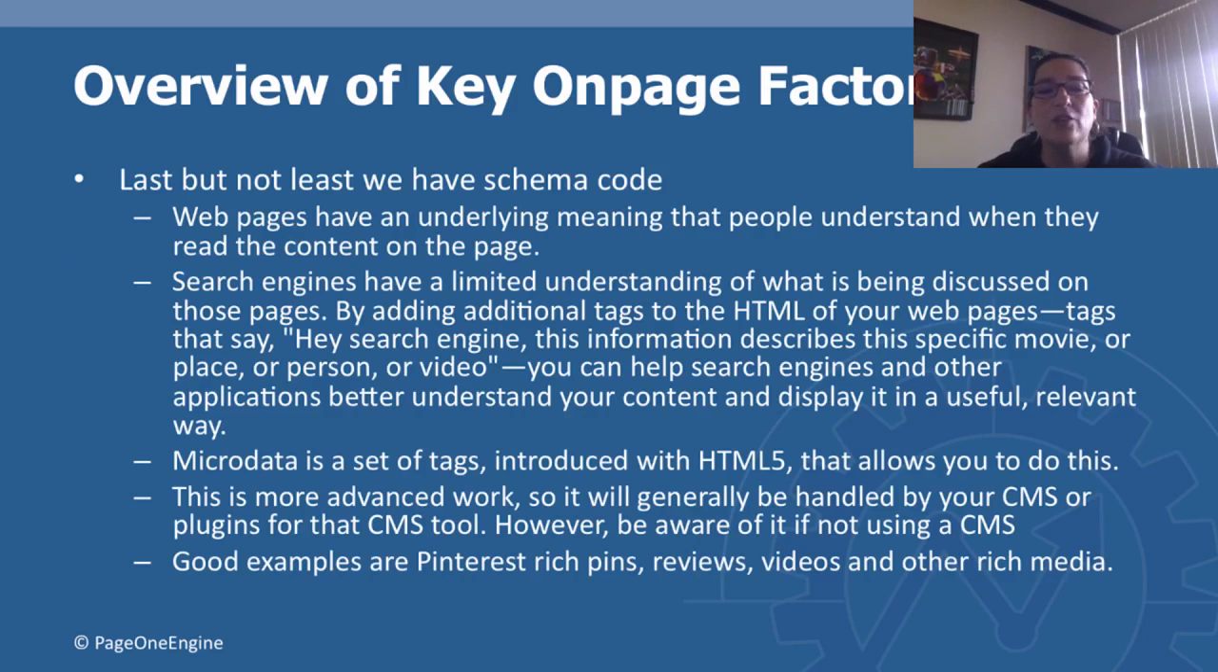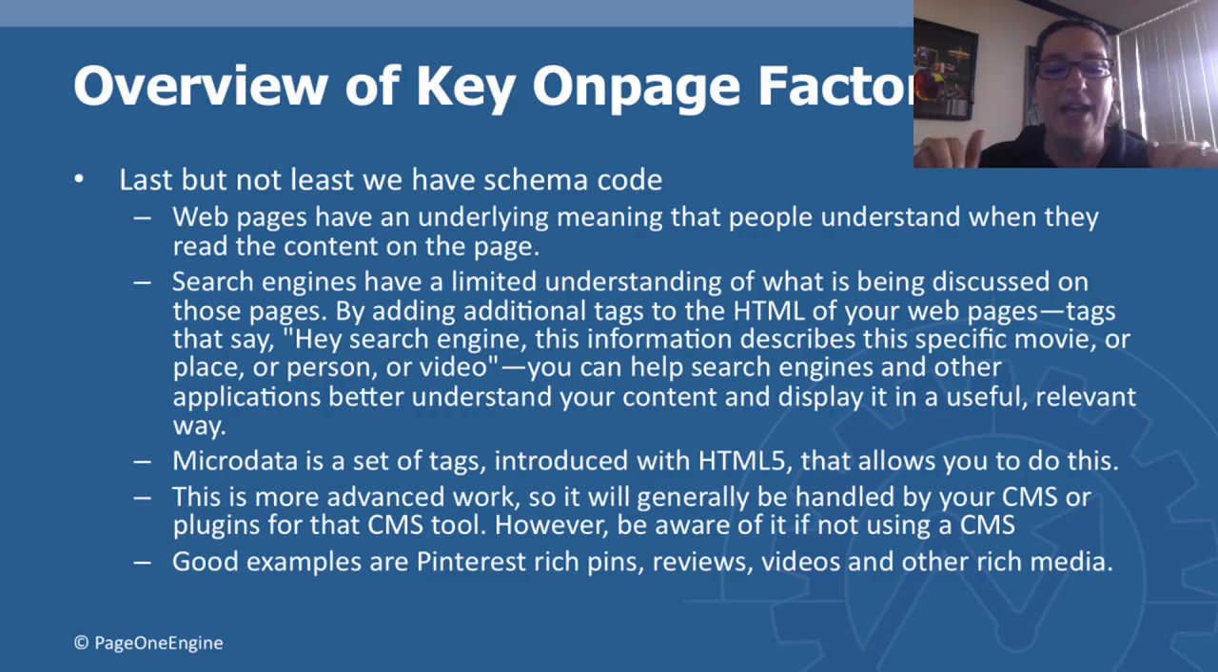So, last but not least, we have schema code. Web pages have an underlying meaning that people understand when they read the content. Search engines have a limited understanding of what's being discussed on those pages. By adding tags to the HTML of your website, tags that say, hey search engine, this information describes this specific movie or place or person or video, you help the search engines and other applications understand your content in a more relevant way.